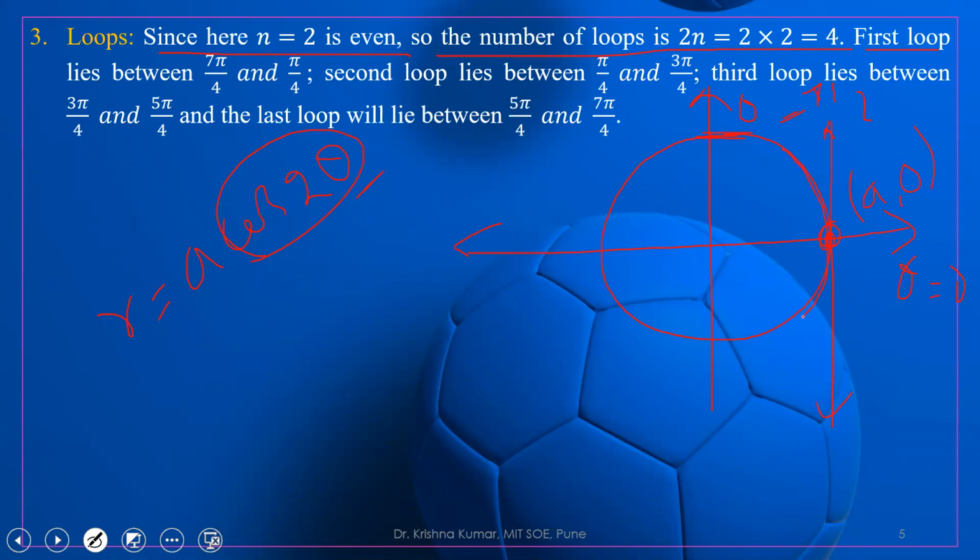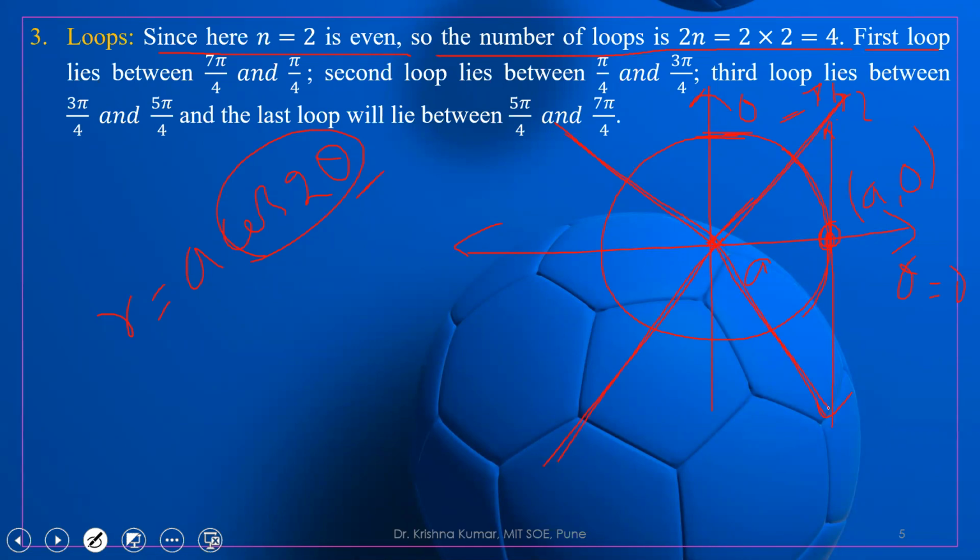Okay. Again, the value of r is a. And there are 4 tangents. What is the first tangent? Theta equal to pi by 4, theta equal to 3 pi by 4, 5 pi by 4 and 7 pi by 4.